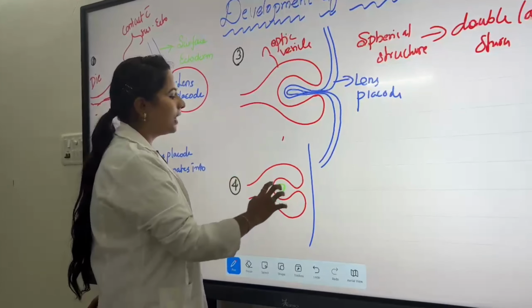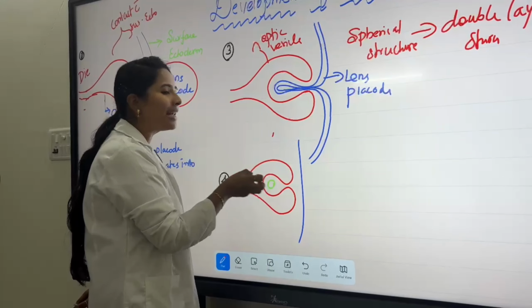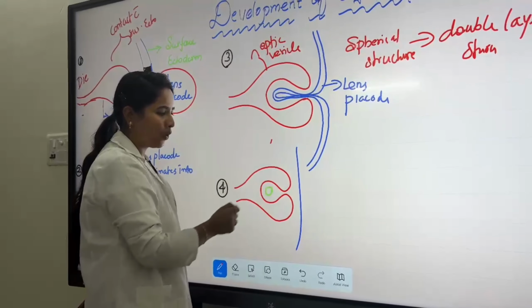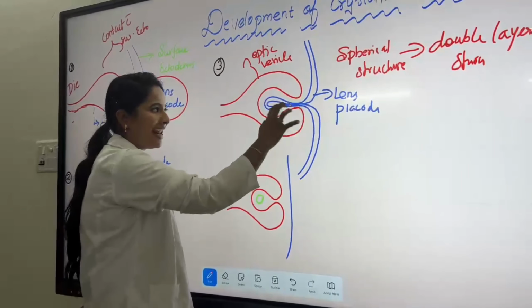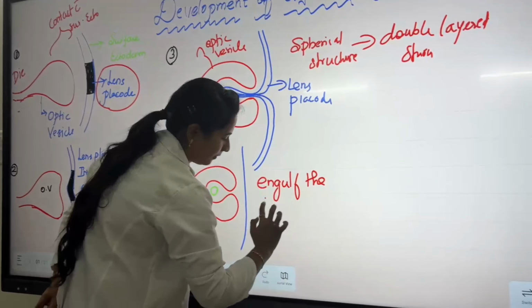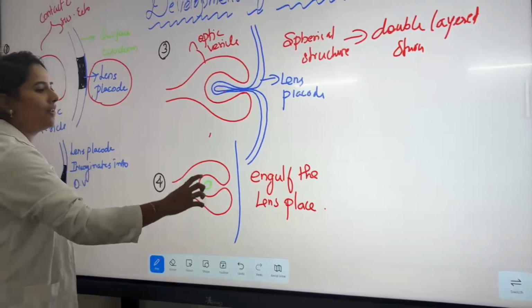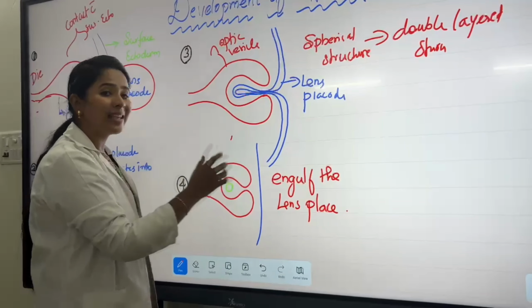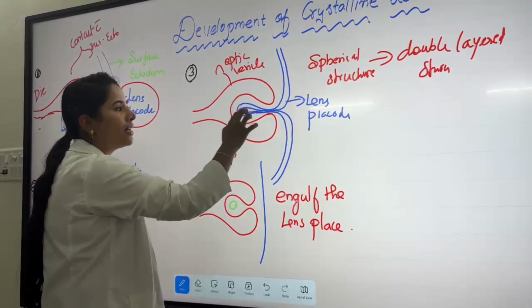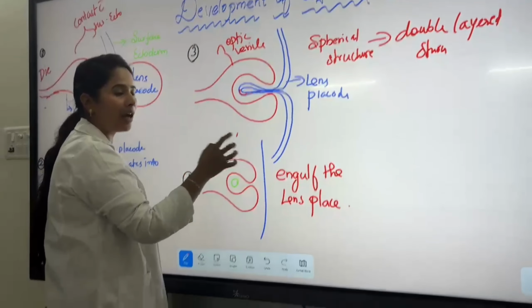After that, this optic vesicle will engulf the lens placode. After some time, what will happen? This engulfed lens placode completely comes inside the optic vesicle, and that is called the lens. So this is called the lens.